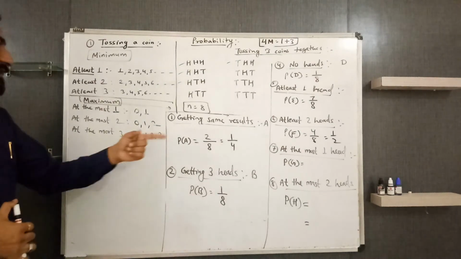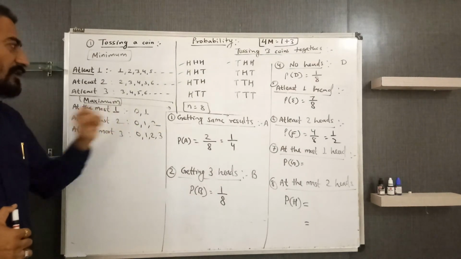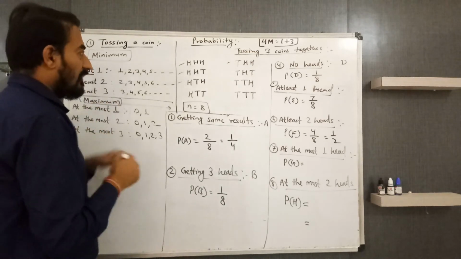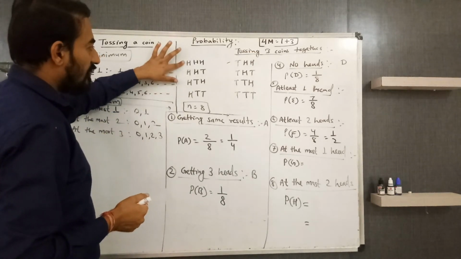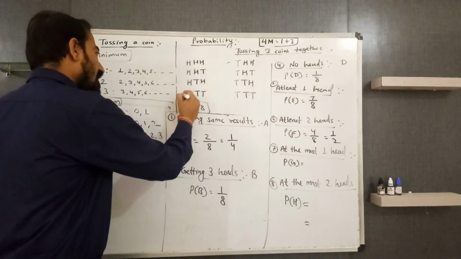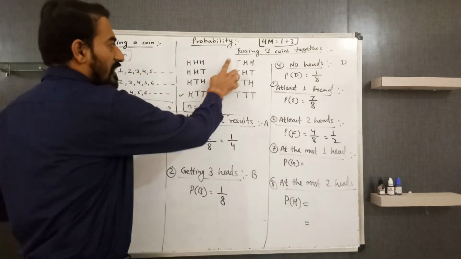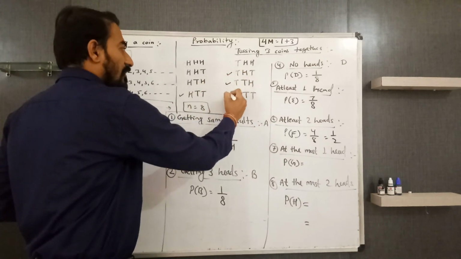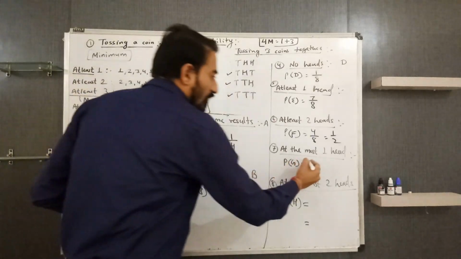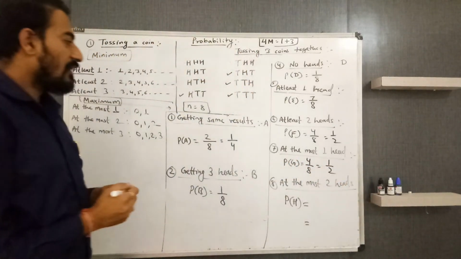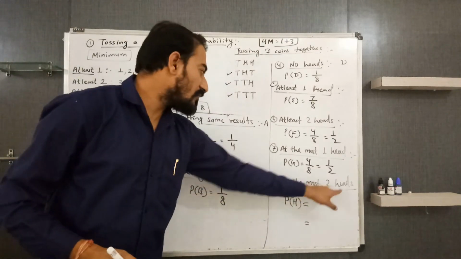Next, at the most 1 head. At the most 1 head means 0 and 1, highest 1 head we can take. 3 heads cannot be taken. 2 heads cannot be taken. 1 head can be taken. 2 heads cannot be taken. 1 head can be taken, and no heads. Means total 4 outcomes. So what will we get? 1 by 2.